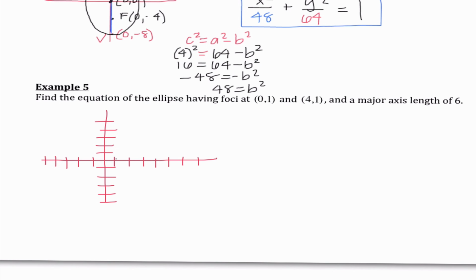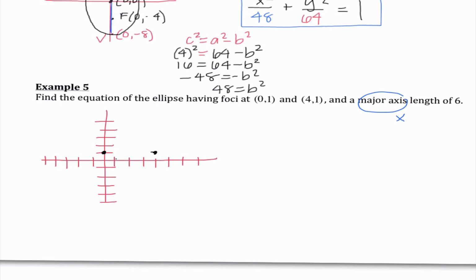Okay, so 0, 1 is here. And then 4, I would go 1, 2, 3, 4, 1. That's why I made slashes both ways. Okay. And it tells us that the major axis length is 6. Now, what I know right away, since I moved in the x direction for the foci, the major axis in this case has to be x.